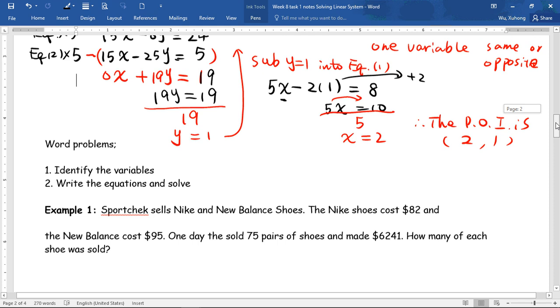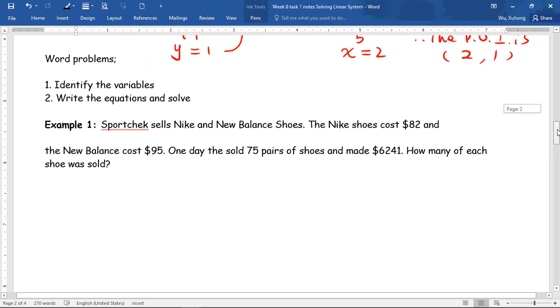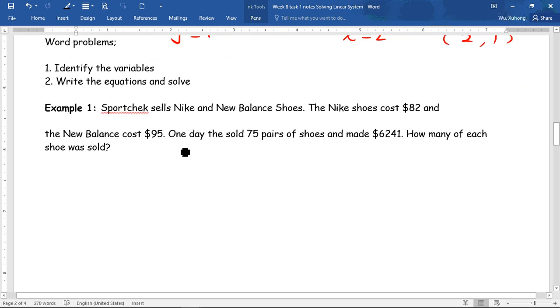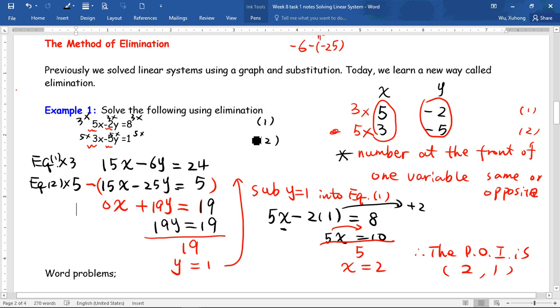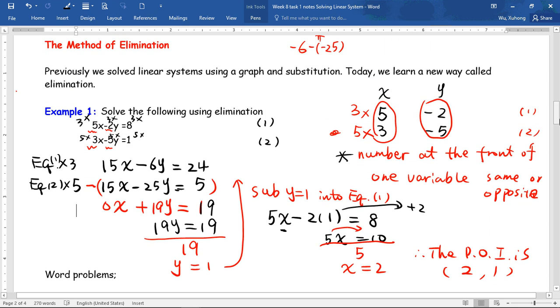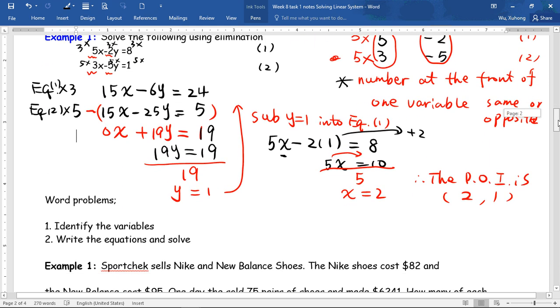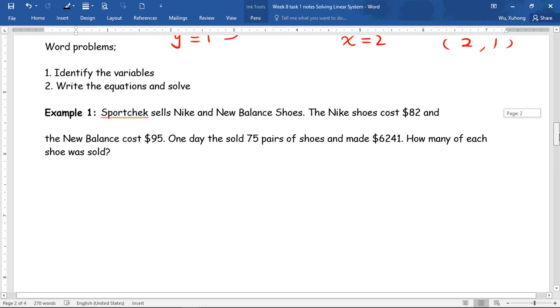Then we are going to see word problems. Word problems, the two equations are not given, you are going to set up the two equations. In order to set up the two equations, we know that we have two variables in the equation, so we need to define the variables. Okay. Identify the variables, then write the equations. After that, you pick the method you like to solve the equation.